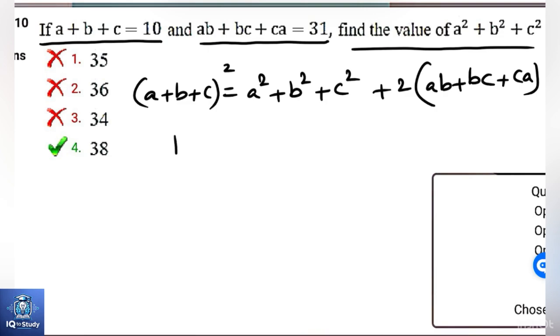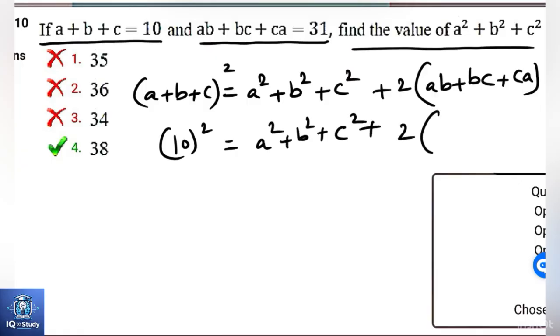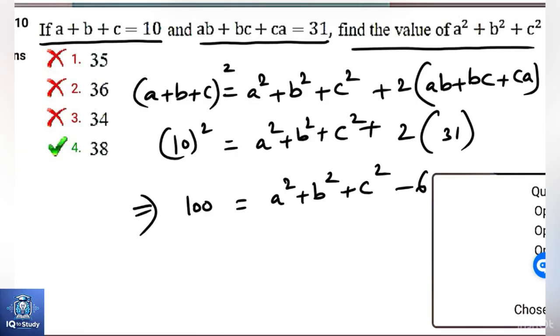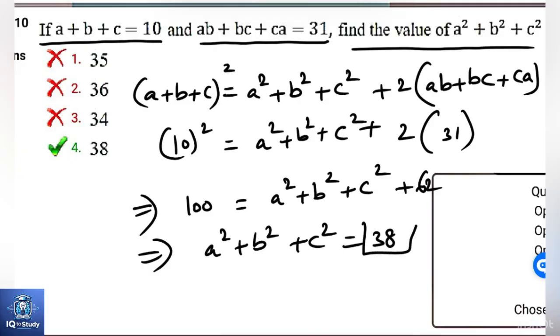Given a plus b plus c is 10, and we have to find out a square plus b square plus c square, and ab plus bc plus ca is given as 31, which implies 100 is equal to a square plus b square plus c square plus 62. That implies a square plus b square plus c square is equal to 38.